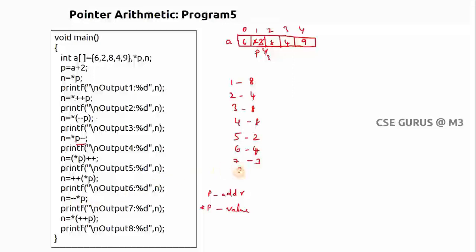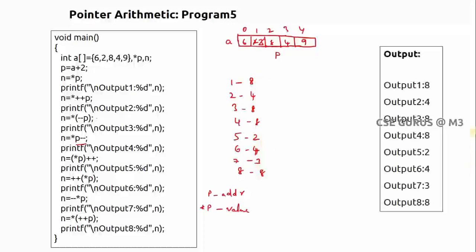Now coming to the last one, output 8, which is very simple. *++p first. Anyway only plus plus is adjacent. So increment p. So p location here. Now p location changes to here. Now what is the value inside it? Pointer of this one? No? 8. So output 8 is 8 only. So the total outputs are 8, 4, 8, 8, 2, 4, 3, 8. So is it correct? You can see 8, 4, 8, 8, 2, 4, 3, 8.